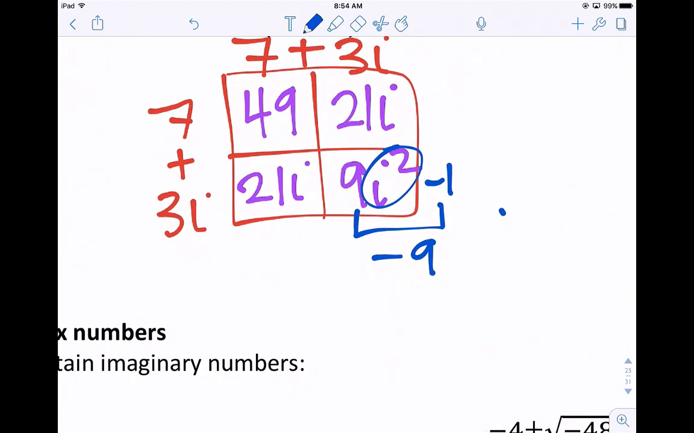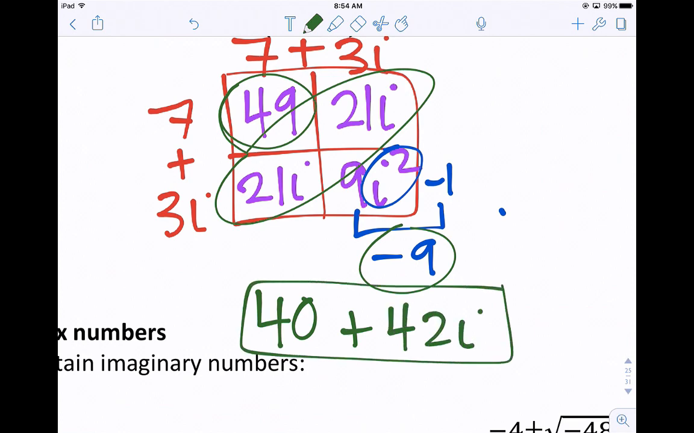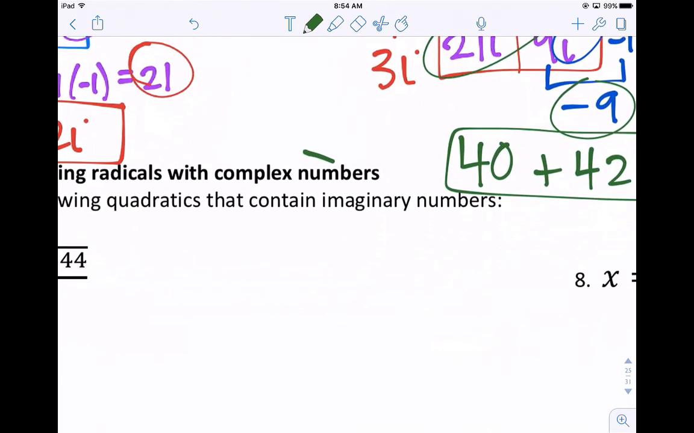So now combine like terms. Let's put together the real numbers first. 49 minus 9 is 40. Add together your imaginary parts, and that would be 42i. So there's our answer. Okay, so you're going to have some simplify the complex numbers and then some review.